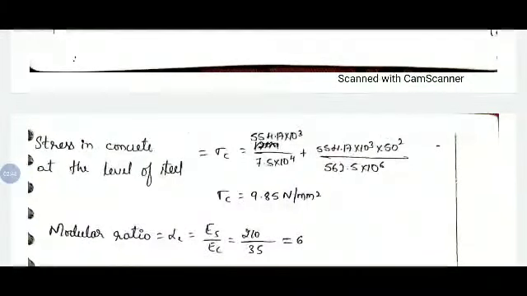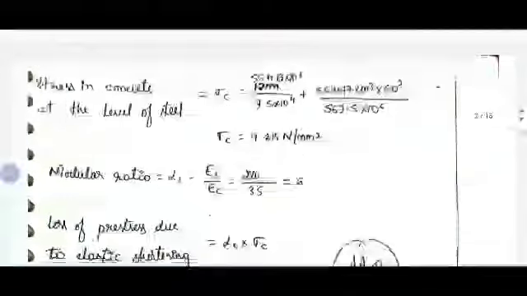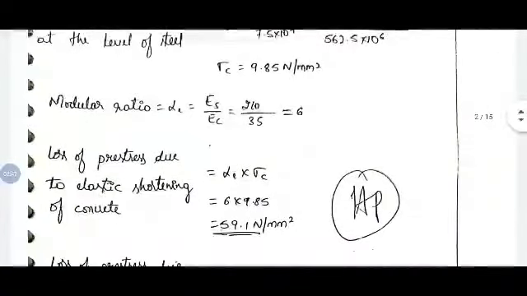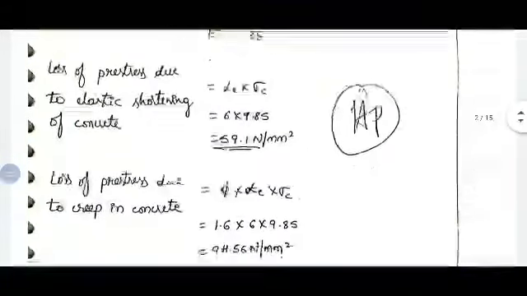Modular ratio Es by Ec, we will get 6. So first, loss due to elastic shortening, alpha e, that is modular ratio into sigma c, we will get 59.1.